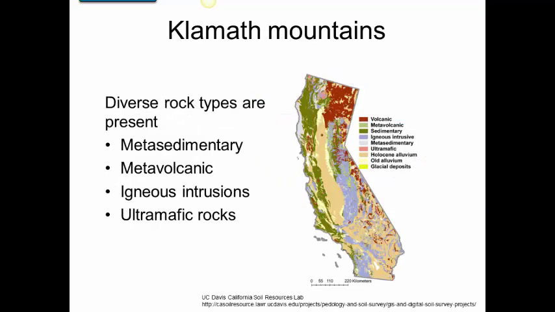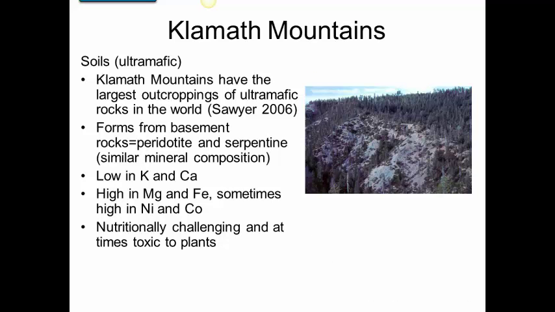This origin explains the diversity of rock types present. If you take a look at the Klamath Mountain region on this map, you see there's a huge variety of rocks, including metamorphosized sedimentary rocks, metamorphosized volcanic rocks, igneous intrusions like we see in the Castle Crags, and also ultramafic rocks. Let's take a closer look at those ultramafic rocks and the soils that they create.